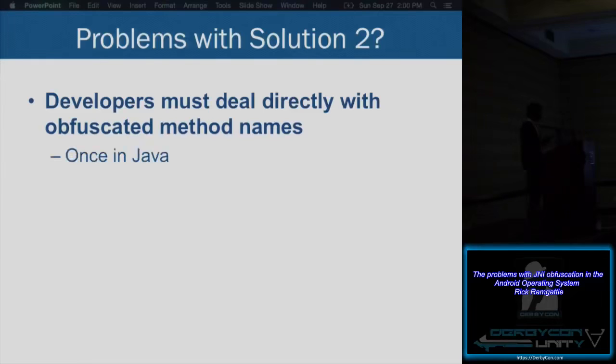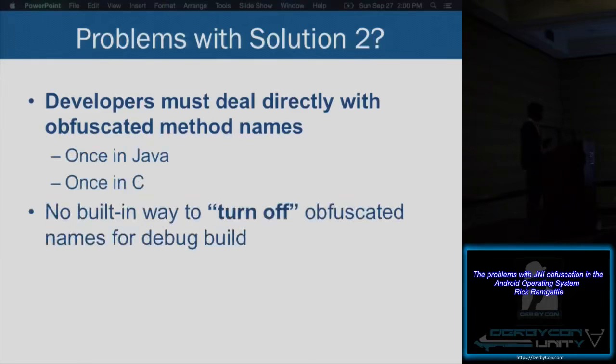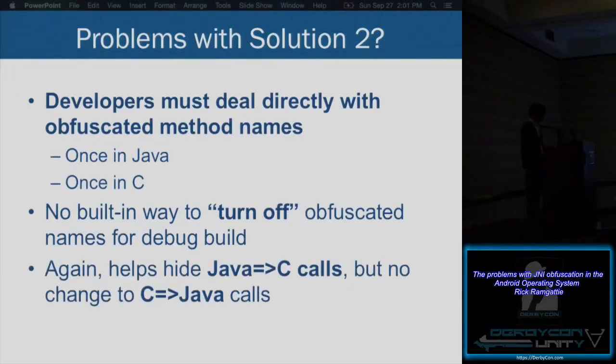So whenever you change something, it's going to have to be done once in Java, and also once in C. And there's no built-in way of turning it off. So, like I said, every time a developer is going to write new code, it's going to be living hell. He's probably not going to want to work for you anymore. Also, it only helps hide calls from Java to C and not calls from C to Java.